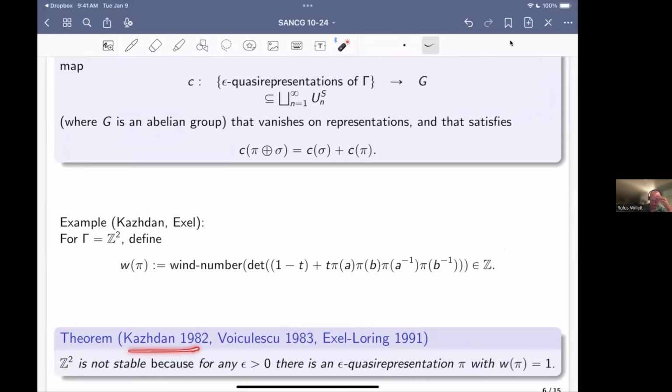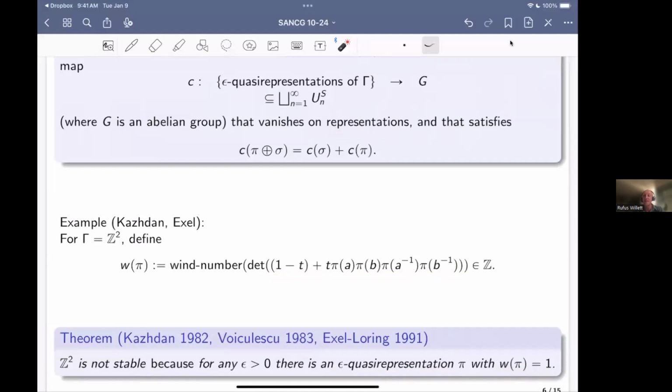So that's how Kazhdan did this. Voiculescu did not do it this way exactly, but if you reinterpret Voiculescu's result in the spirit of Rufus and Terry Loring from the early 90s, then the theorem is that this thing is not stable, because for any epsilon there is an epsilon quasi-representation with this winding number equal to 1. Because this winding number invariant is uniformly continuous, you therefore cannot be close to an actual representation, because if you were close to an actual representation, then this whole path here is close to a trivial path, so it has trivial winding number, and it will go away.